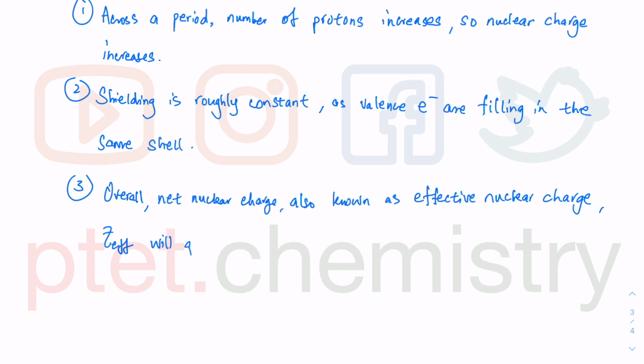So that will get stronger since shielding doesn't have much of an effect. And if that gets stronger, it means your valence electrons are held more tightly to the protons in the nucleus, and therefore first ionization energy would increase because it becomes harder and harder to remove the electrons.